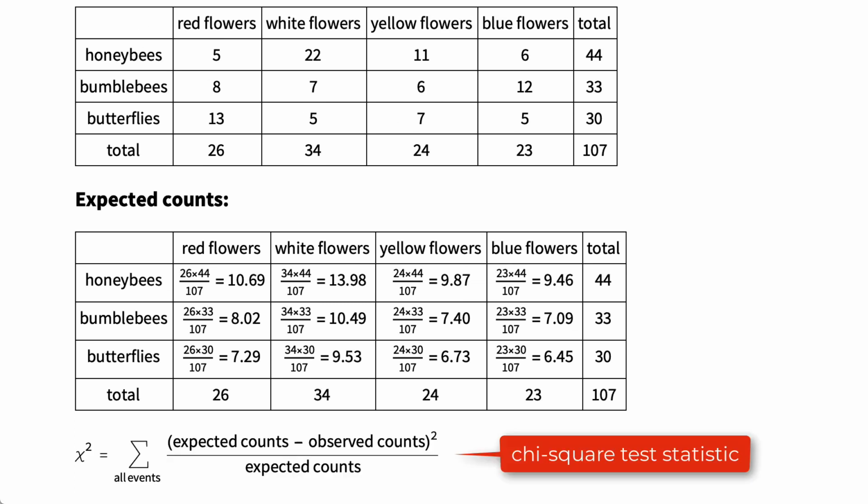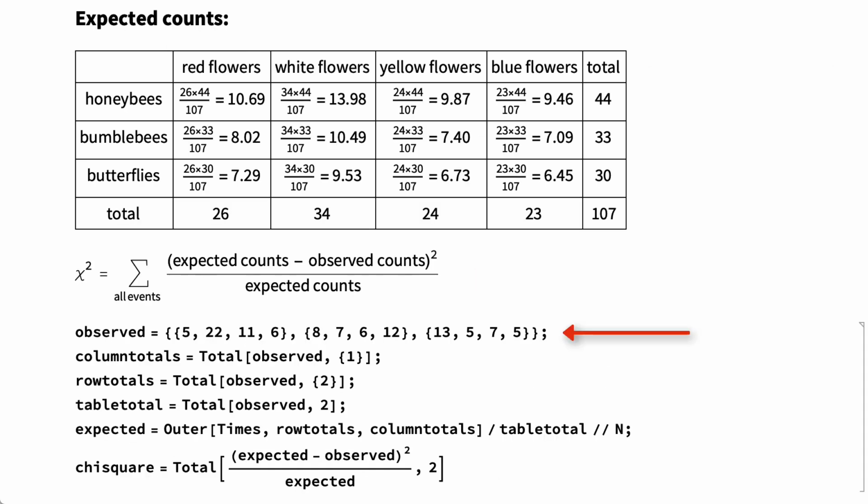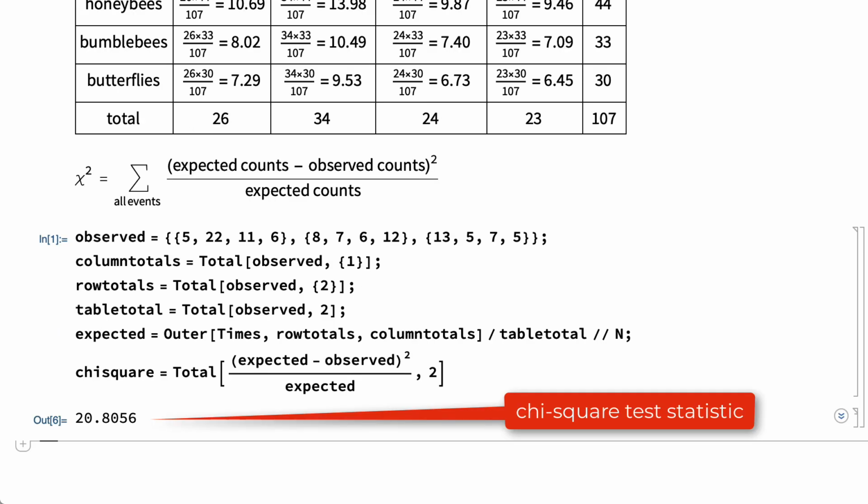The formula for the test statistic is much like the formula used in doing a chi-square goodness of fit test and is the sum over all events in the table of the square of expected counts minus observed counts divided by expected counts. All of the arithmetic to calculate this sum can be done on the computer. These inputs start with the observed counts, calculate the row and column totals, the total number of events in the table of expected counts, and the chi-square statistic.